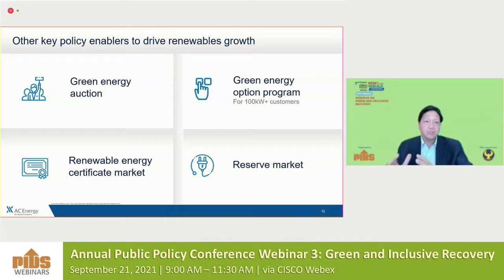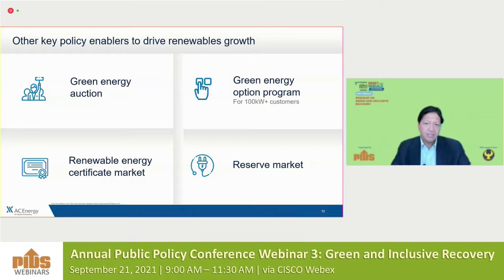So I think it's very important for the government or regulators to enforce the reserve market. We have been talking about this over the last decade or so, but we're still waiting for that reserve market to happen. And it will really spur more investments, especially in battery storage or ancillary capacity, if we had this open and transparent reserve market.